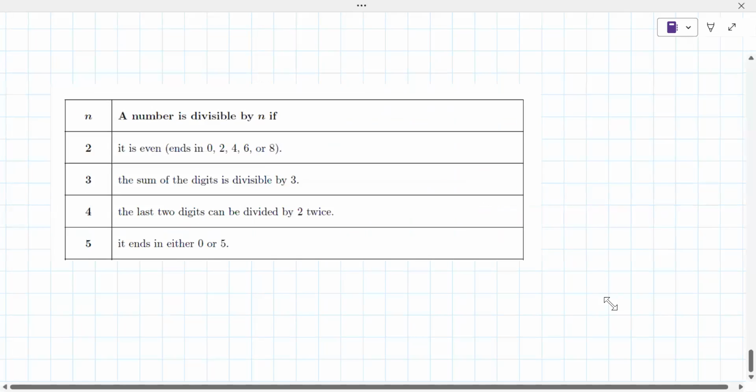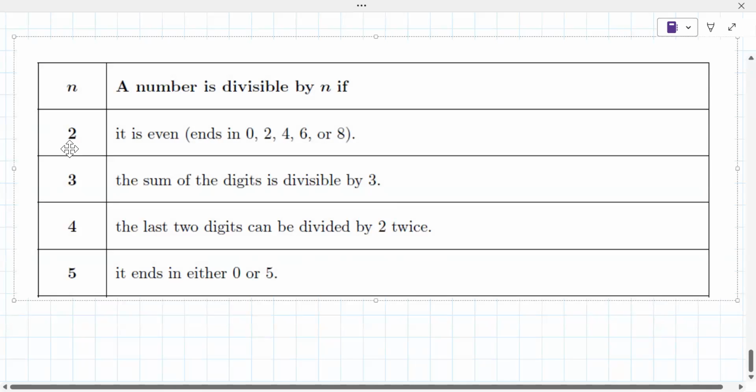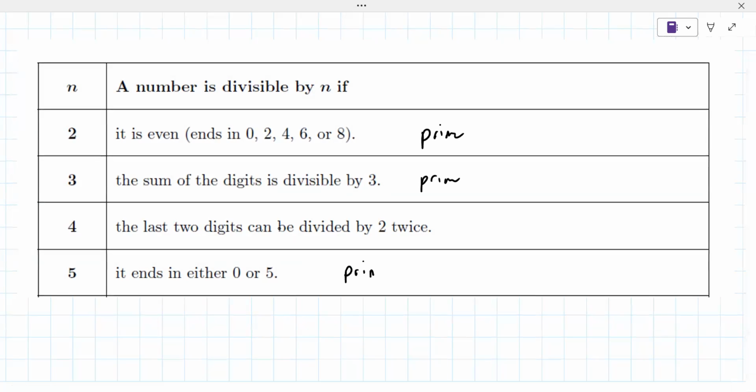All right, so here are the divisibility rules. There's actually a divisibility rule for every number. So 2, it's even. That means it ends in 0, 2, 4, 6, or 8. 3, the sum of the digits is divisible by 3. That just means it divides by 3. Now 4, we haven't really talked about 4, and the reason is because it's 2 twice. If you can divide by 2 twice, that's why it's not there. Plus, it's not prime. The first one is prime, second one is prime, 5 is prime.